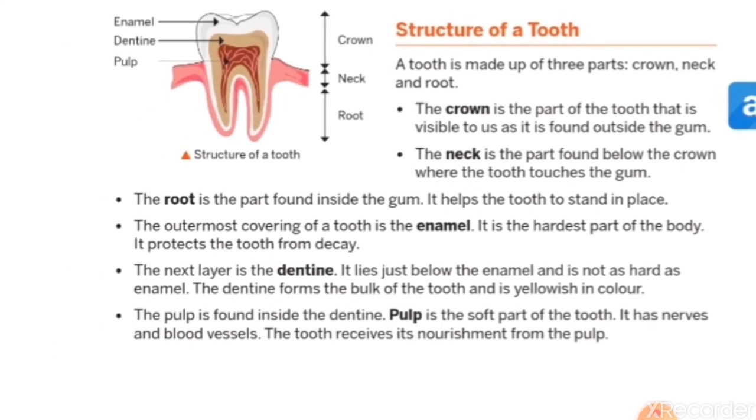And the third layer is pulp. The pulp is found inside the dentine. Pulp is soft. It is the central part of the tooth and it has nerves and blood vessels. Okay, so blood vessels supply the nutrients. It gives nourishment to the tooth, and the nerves provide sensation of heat and cold in our teeth. So you have to mention all these points.